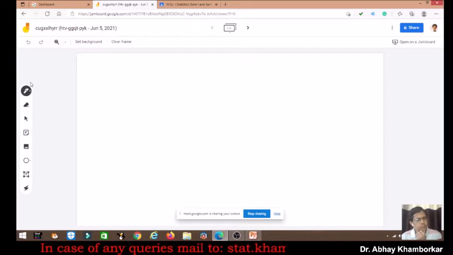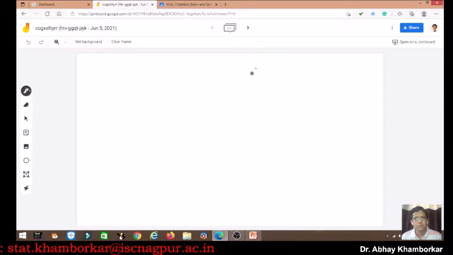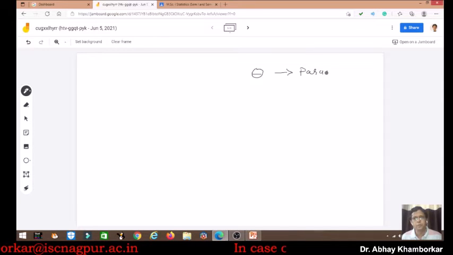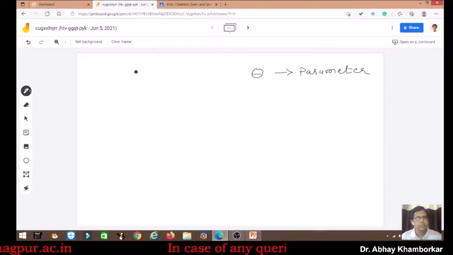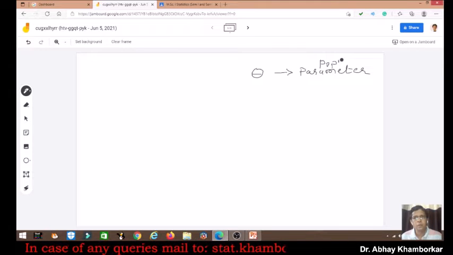Testing of hypothesis theory. Let me start from the beginning only. In statistical inference, theta is the parameter. As I said, in inference theory there are two aspects, and we are going to see those two aspects. Now, this theta is a parameter, which is nothing but a population parameter.